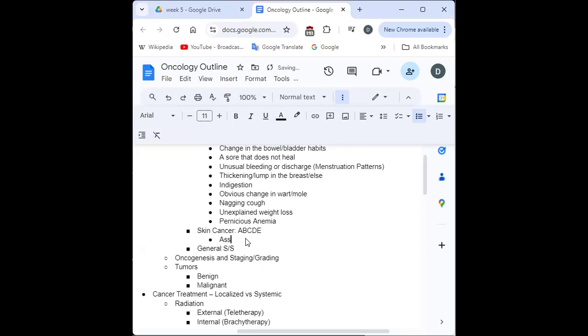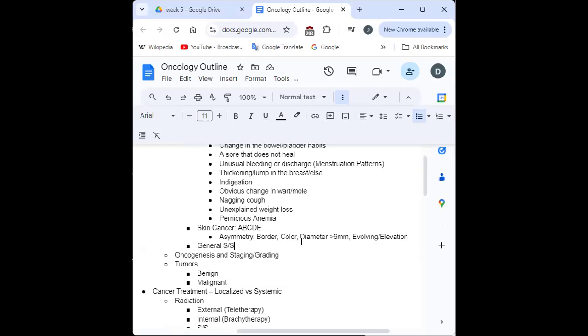Yeah, so it's your asymmetry. E could be evolving or elevation as well, as it used to be, and I think at some point they made it evolving slash elevation. Evolving is referring to a weird change with it. So I have asymmetry, border, color, diameter, and the specific diameter. I think one of you even mentioned it already. Yeah, greater than 6 millimeters. And evolving or elevation. With some of your skin cancer, the cells can bunch up and it looks like a weird scab kind of thing. Okay.